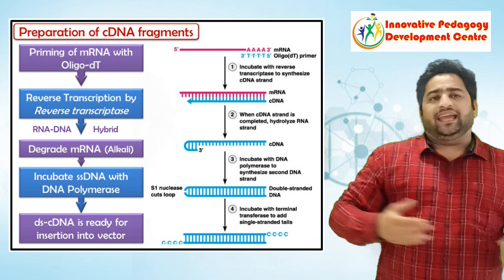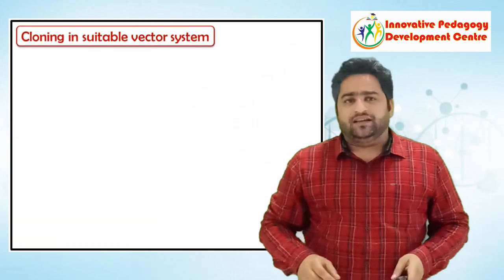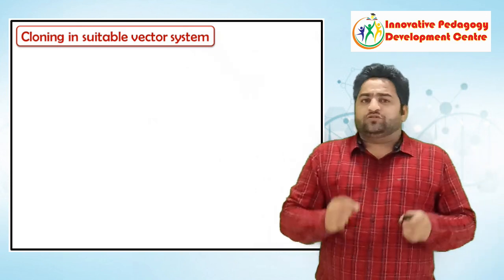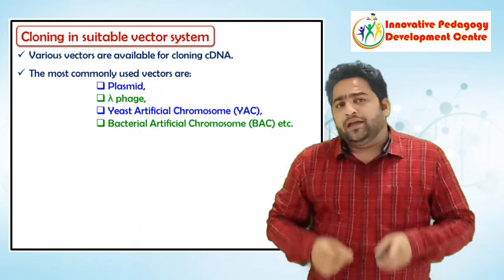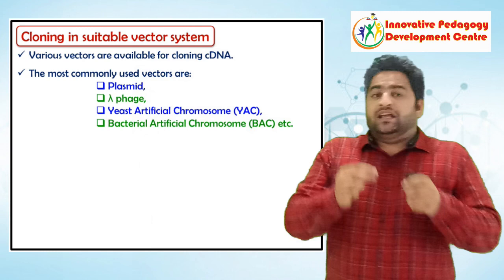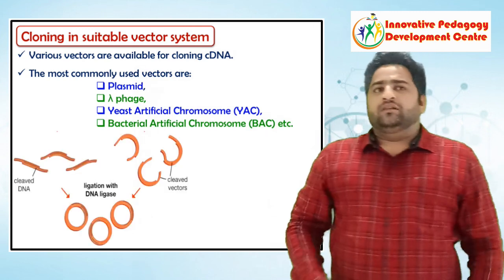So we need to degrade the mRNA. We degrade it by mild alkali treatment. Now we have single-stranded DNA which is complementary. We incubate this single-stranded DNA with DNA polymerase. At the end, we get double-stranded cDNA, which is ready for insertion into the vector.